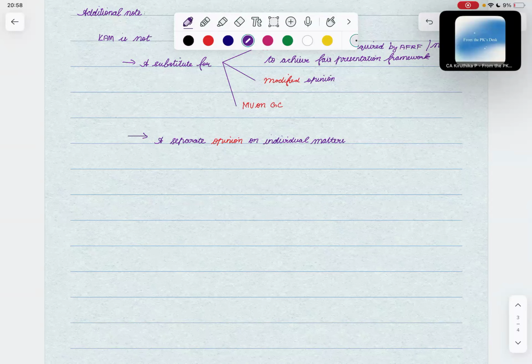So with that, we are done with SA 701 key audit matter. And students usually confuse key audit matters, emphasis of matter, and other matter, which we are going to deal with in our next session. Okay, so you will completely learn SA 706 emphasis of matter and other matter paragraph in our next session, and we'll also see examples so that we can understand which is key audit matter, which is emphasis, and which is other matter paragraph.